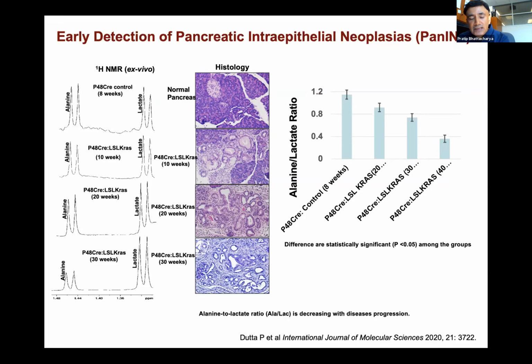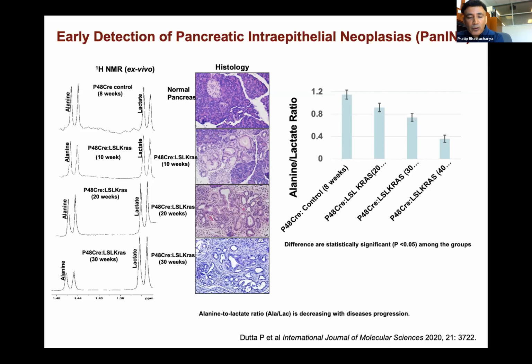So what we did, we injected hyperpolarized pyruvic acid into the tail vein of these mice at different stages. And what is amazing, we were able to detect hyperpolarized alanine and hyperpolarized lactate. In the early stages, in the normal pancreas, we see a lot of alanine and no lactic acid. We can image them in real time. And as it progresses towards pancreatic cancer, the alanine is going down and lactic acid is going up, and we can see this in real time.